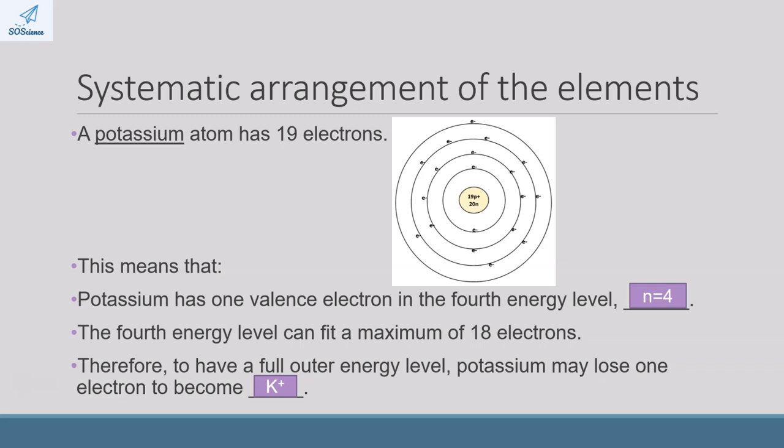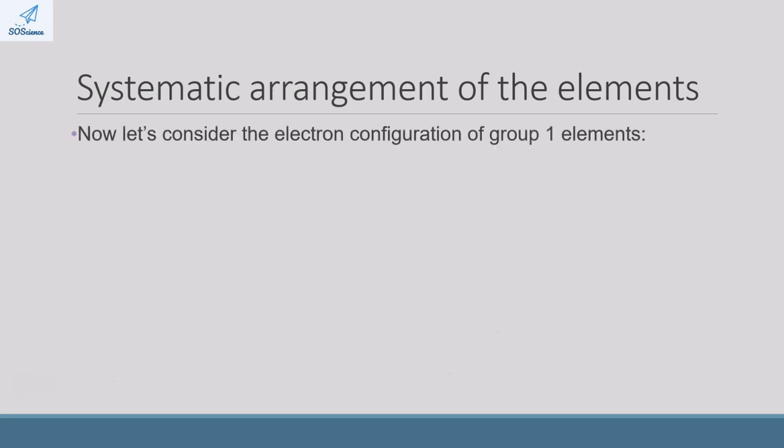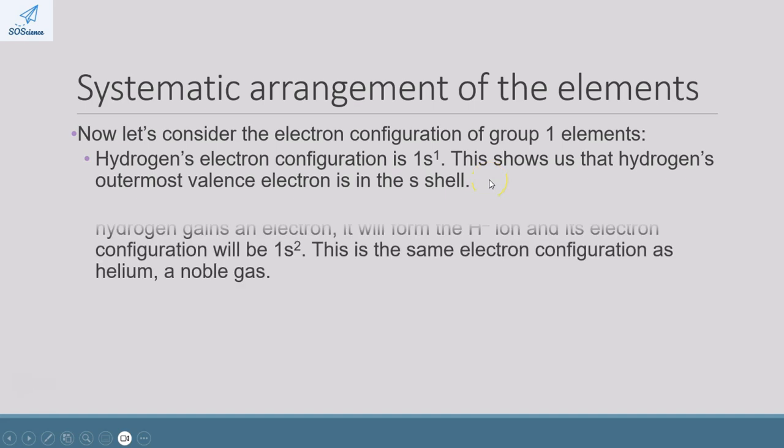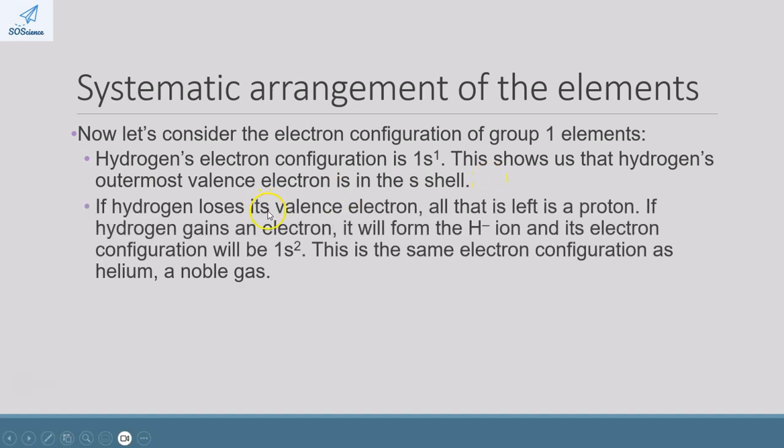So I hope that you can start to see the pattern. Let's consider the electron configuration. Let's consider this pattern that we see in all group 1 elements. Hydrogen's electron configuration, as we already learned in a previous section, is 1s1. So this shows us that hydrogen's outermost valence electron is in the s shell. Now, if hydrogen loses that valence electron, all that's left of it is just a proton.